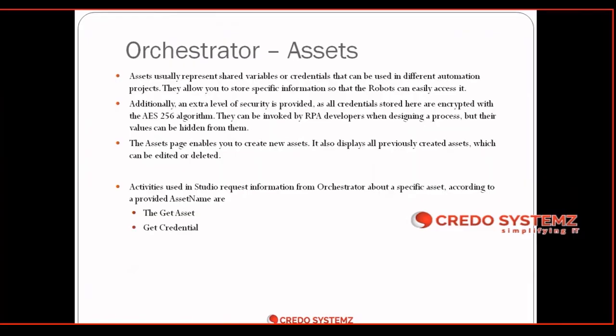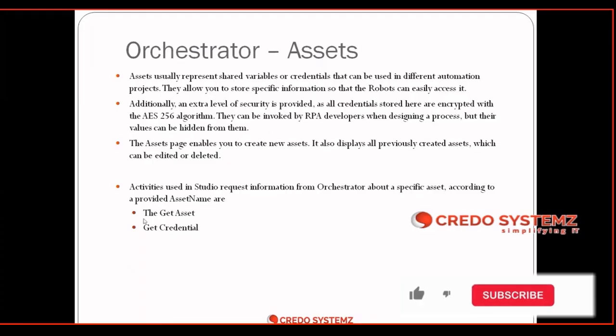So then we have assets. Whenever you want to have confidential information inside your project that cannot be stored inside the project or inside a configuration file, you can put it inside your asset. Everything will have an extra level of security. There is an AES 256 algorithm used to encrypt it, and based on that encryption only, your data will be retrieved by your UiPath Studio. Which means you can never view your password.